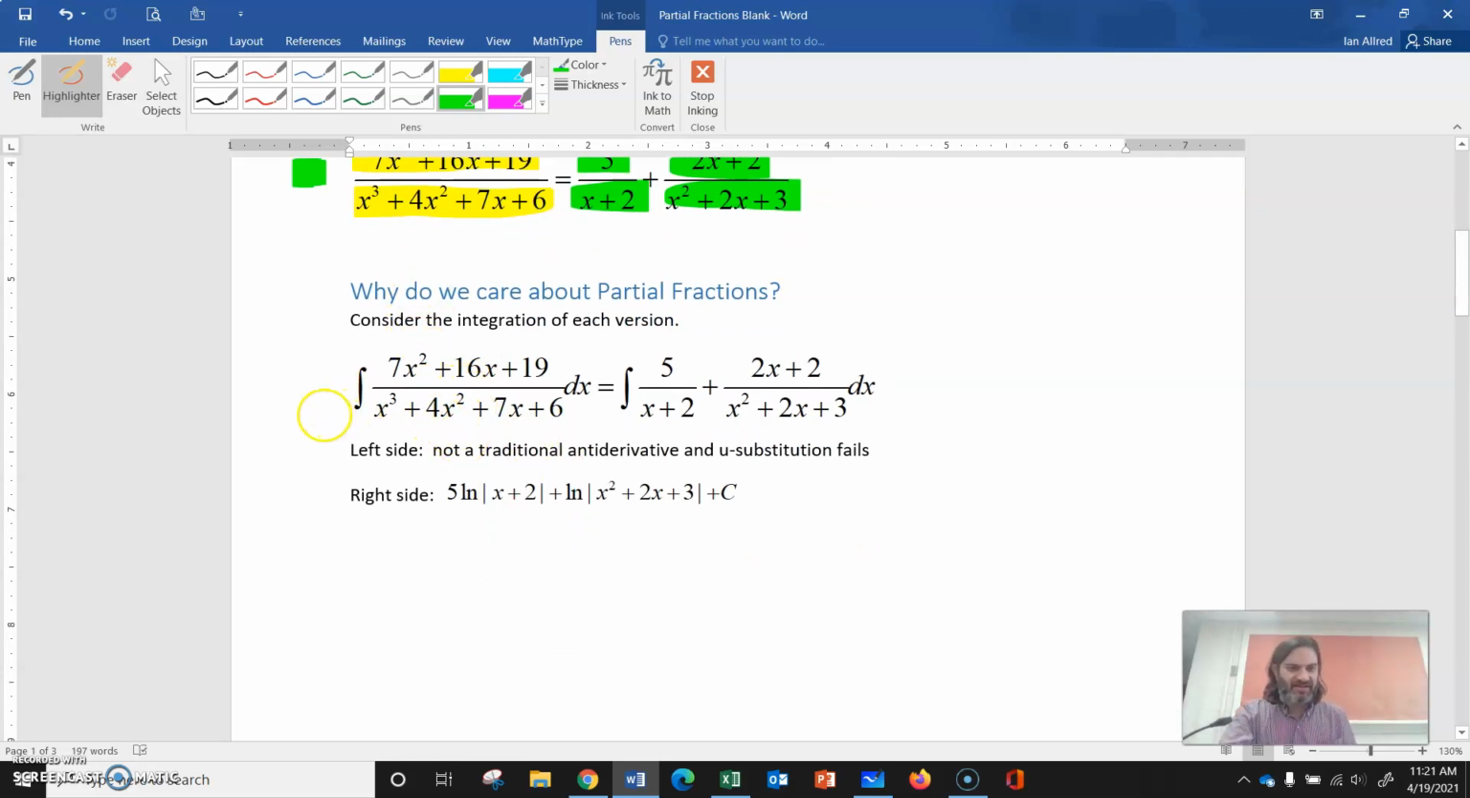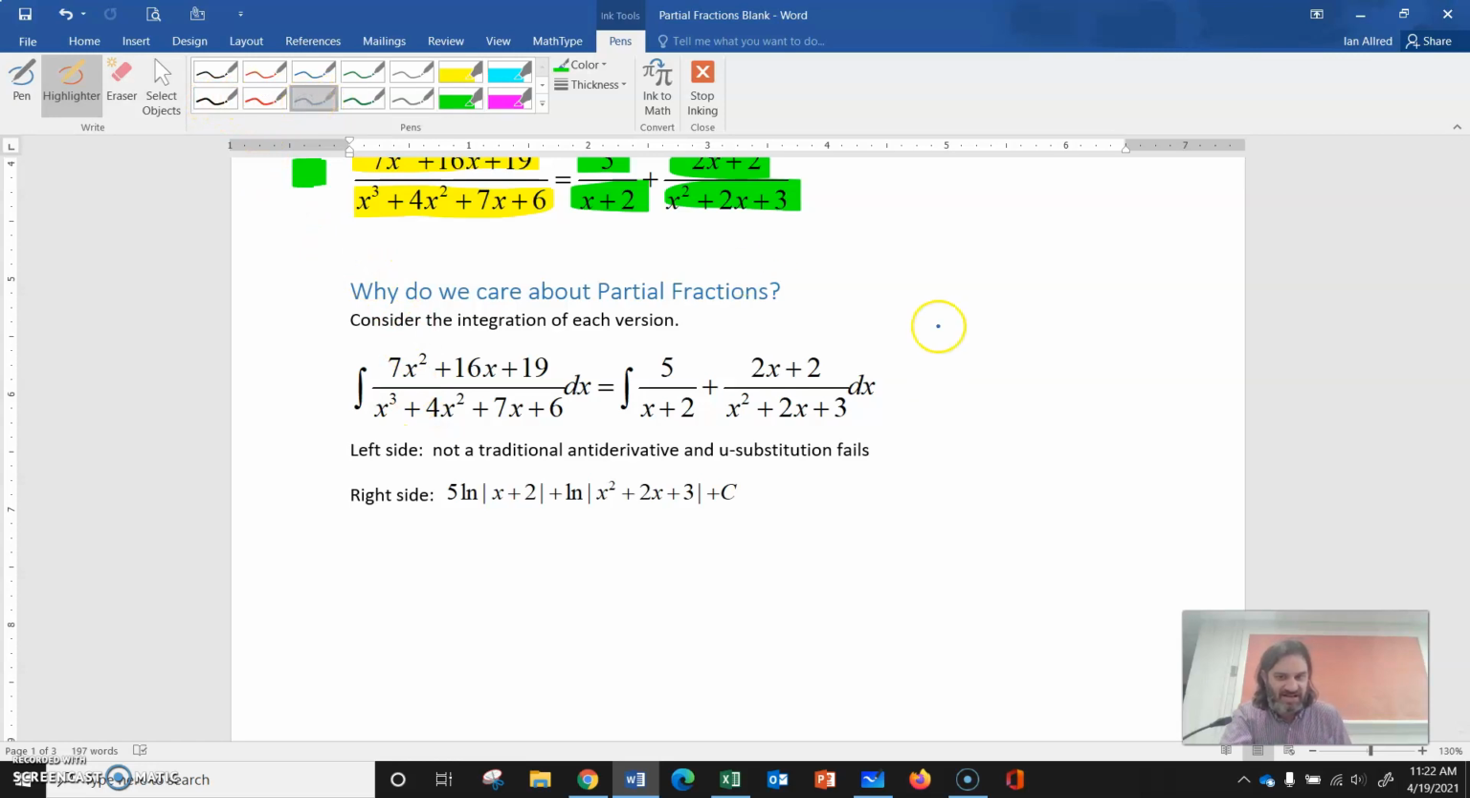Well, with the set that I have here, let's say we wanted to integrate this big old fraction. So we were given the big fraction and asked to integrate it: 7x squared plus 16x plus 19 in the numerator, with the denominator of x cubed plus 4x squared plus 7x plus 6. So we look at that and we try and integrate it, and one thing that might come to mind, because the bottom is x cubed and the top is x squared, is a u substitution.